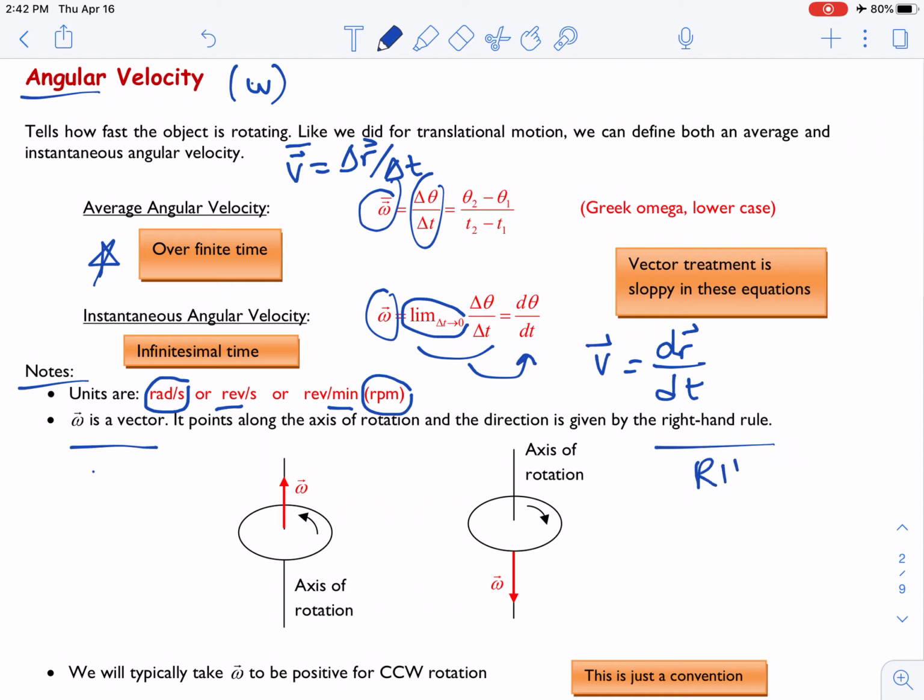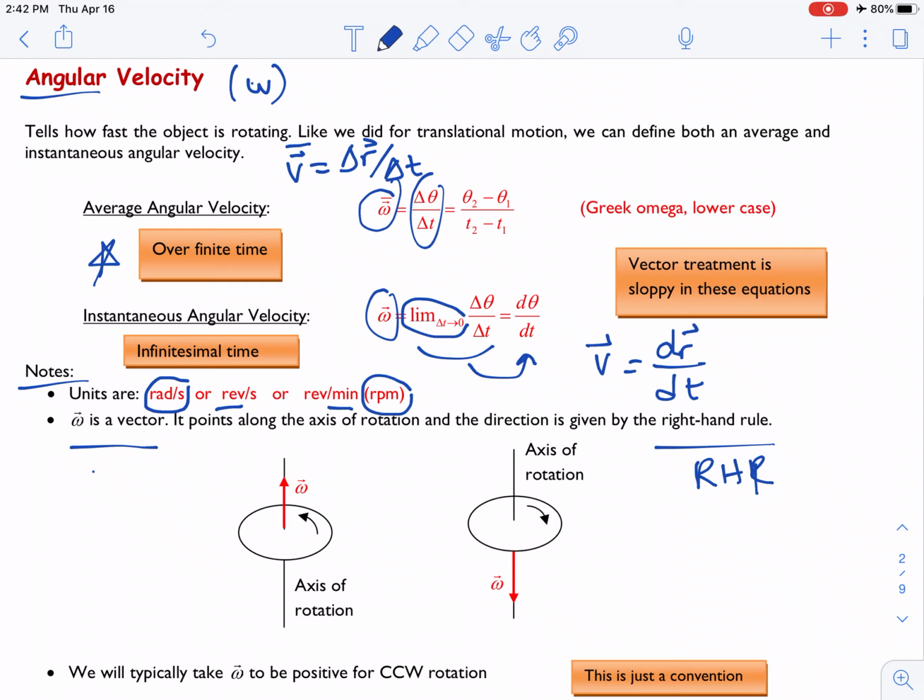Sometimes you'll see this as RHR. Then you know that this means right-hand rule. There's also left-hand rule, which is LHR, but I'm never going to talk about that. So it's always the right-hand rule that we use.